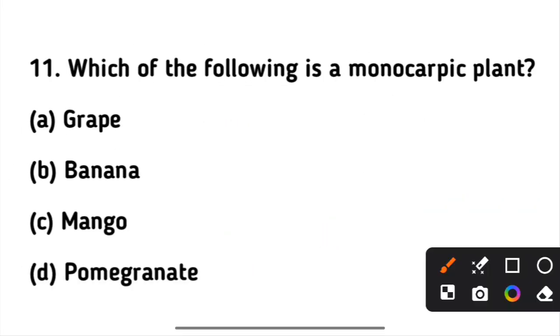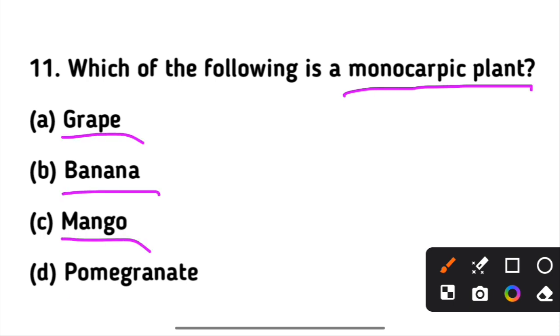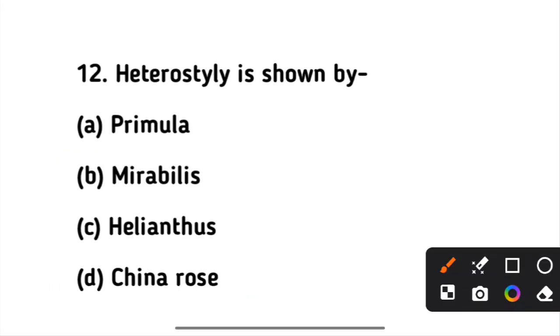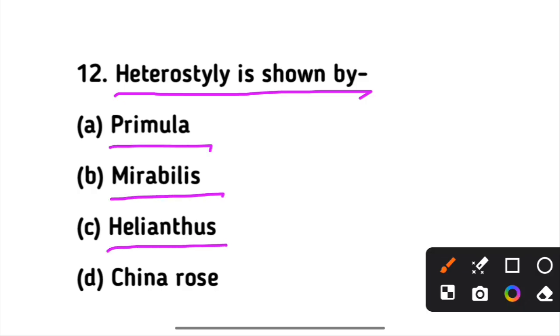Next question. Which of the following is a monocarpic plant? Option A, grape. Option B, banana. Option C, mango. Option D, pomegranate. Option B, banana is correct. Banana is a monocarpic plant. Next question. Heterostyly is shown by Primula, Mirabilis, Helianthus, China rose. Option A is correct, Primula. Heterostyly is shown by Primula.